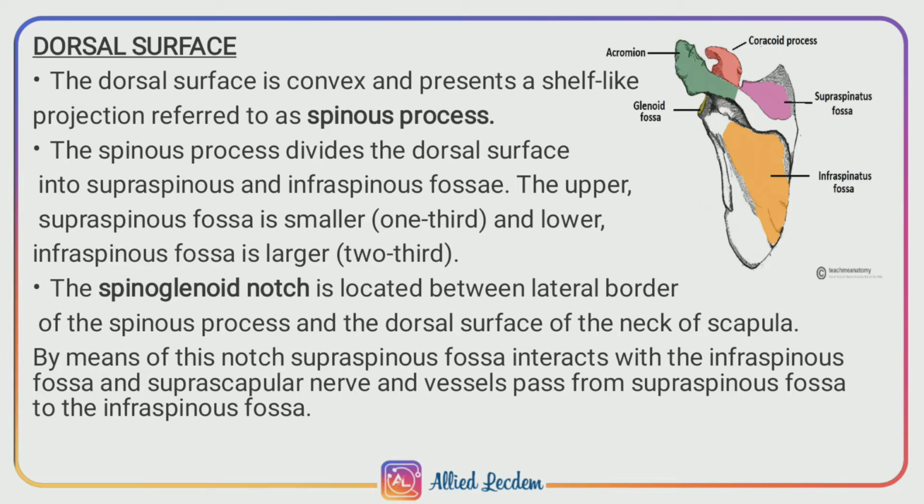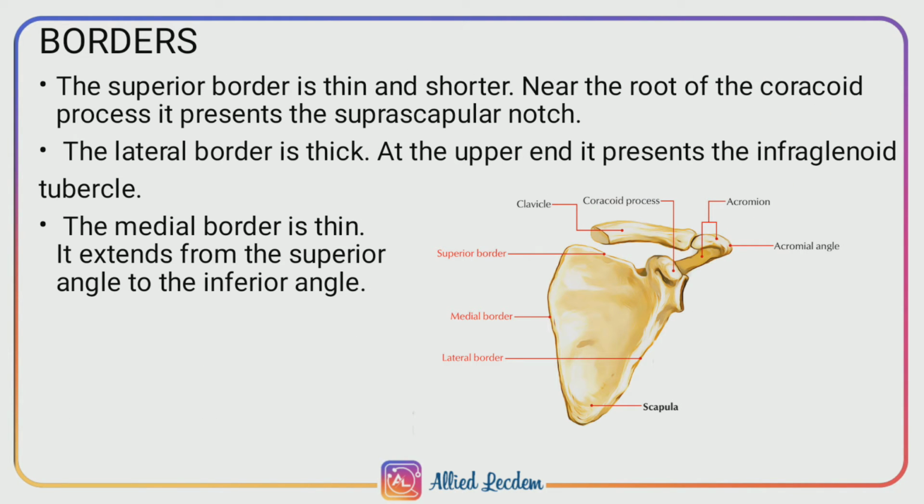Next, at the borders of the scapular bone, there are three borders, namely the superior border, lateral border and medial border. The superior border is thin and shorter, near the root of the coracoid process. It presents the suprascapular notch, whereas the lateral border is thick, and at its upper end it presents the infraglenoid tubercle. The third border is the medial border, which is thin. It extends from the superior angle to the inferior angle. So the lateral border is thick, whereas the superior and medial borders are thin.